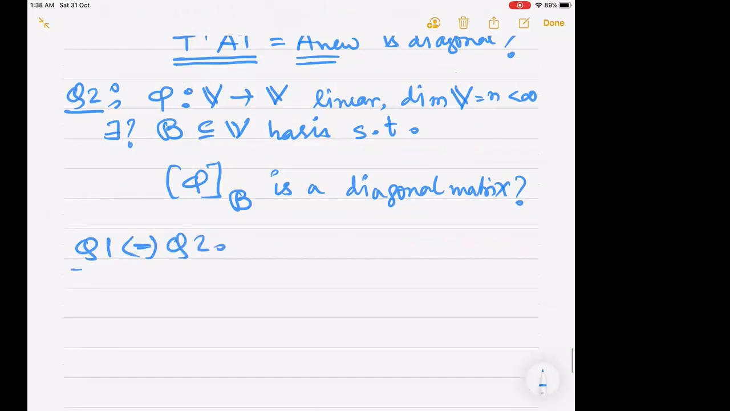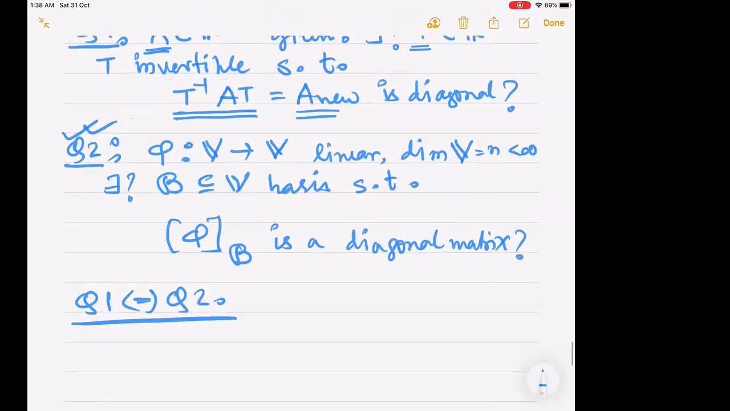So we're going to use this more sophisticated language, because Q1 is matrix theoretic. Q1 follows from Q2, but Q2 is much more general. It doesn't require us to start with vectors as tuples of numbers. So can we do this?